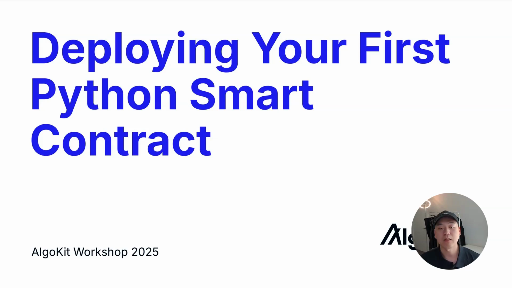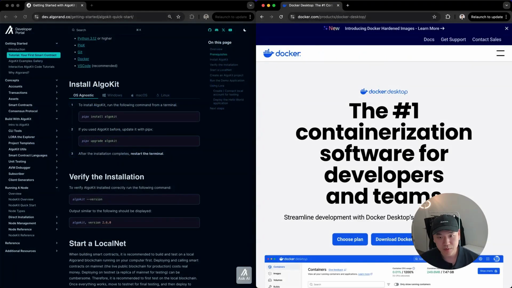Okay, so if you've been following along the Algokit workshop series, you should have Algokit CLI and Docker Desktop installed on your computer. If not, check out the description below in this video to find the installation links to these two softwares. So make sure you have those two things pre-installed.